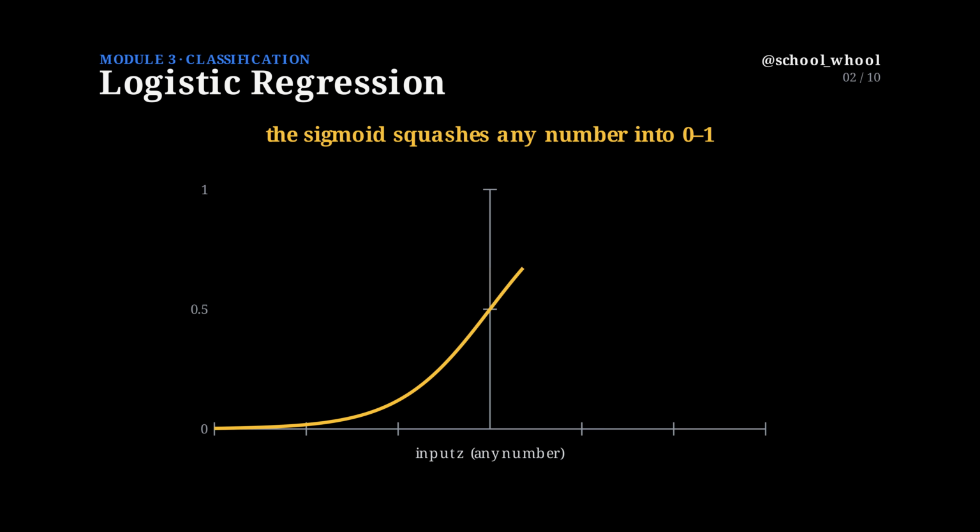This S-shaped curve, the sigmoid, does exactly that. Feed it any number at all. A large positive becomes almost 1. A large negative, almost 0. And 0 lands right in the middle, at 1/2.